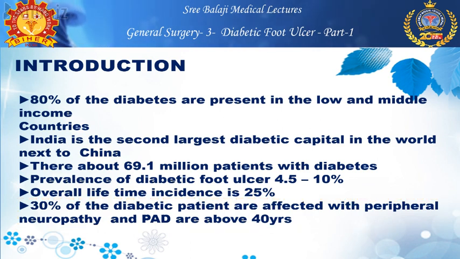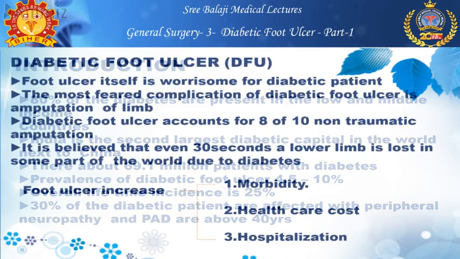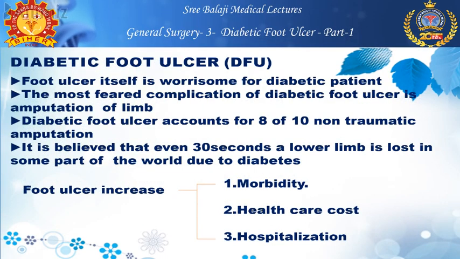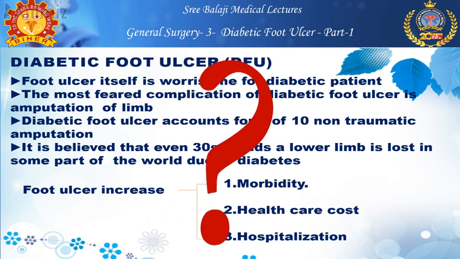Let us go into our diabetic foot ulcer. Foot ulcer itself is worrisome for the diabetic patient and it is a challenge for the surgeon. The reason is that the most feared complication of diabetic foot ulcer is amputation, and diabetic foot ulcer accounts for 8 out of 10 non-traumatic amputations. It is believed that one amputation occurs every 30 seconds in some part of the world due to diabetes. Why is it so important?